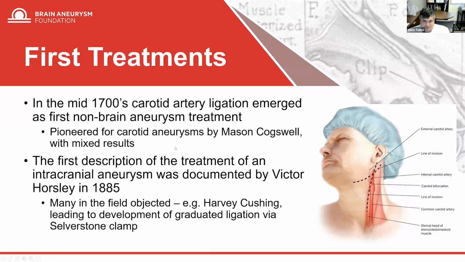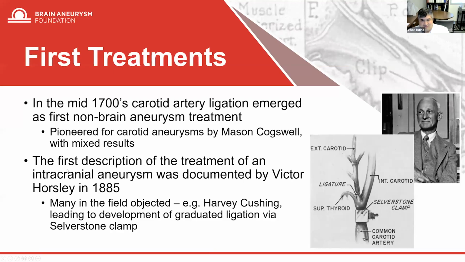And of course, it was very controversial because you're basically cutting off one of the direct passages of blood into the brain. But it was pioneered by this guy named Mason Cogswell. And it was eventually adopted to treat aneurysms mostly on the internal carotid artery, which is just as the vessels enter the brain. And it was adopted by Victor Horsley, and used in the late 1800s, although many objected to this because, like I said, it cuts off the blood flow to the brain.